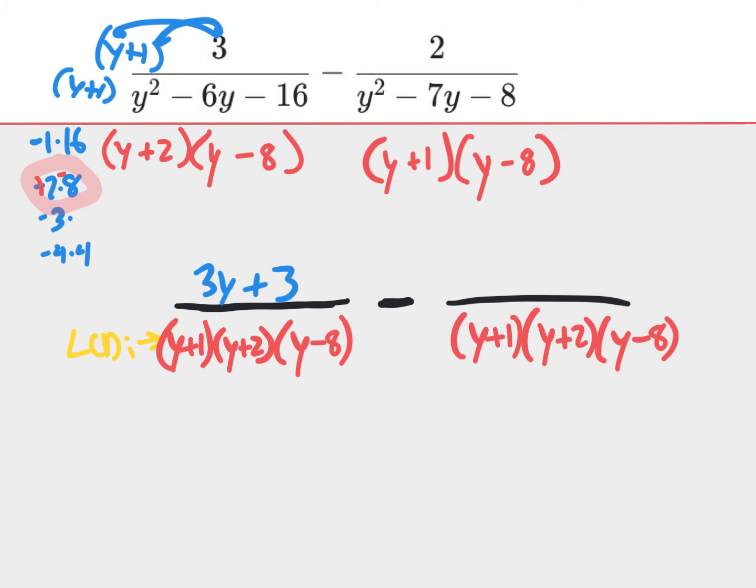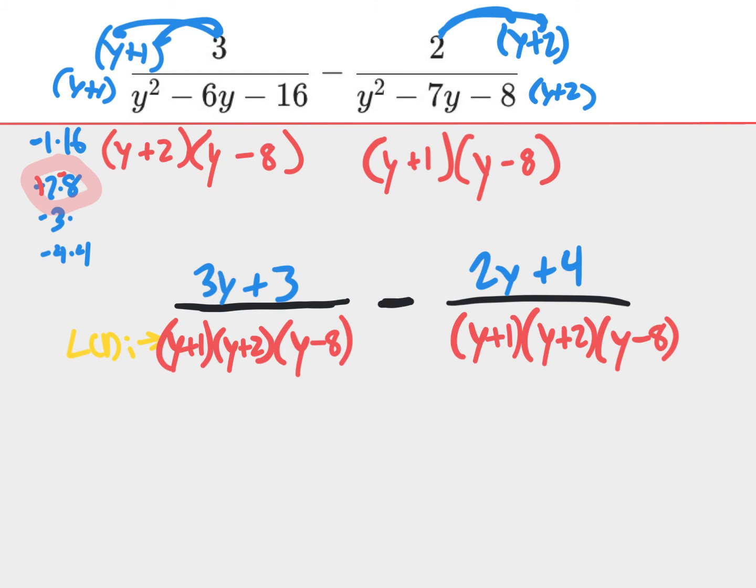The second one, what's missing on this denominator to get to the LCD? The y plus 2, that's right. So let's multiply both top and bottom by y plus 2. Y plus 2 over here, y plus 2 over here. So 2 times y is 2y. 2 times 2 is 4. And now that we have the LCD, the common denominator on both fractions, now we could actually worry about this numerator, take away this numerator.